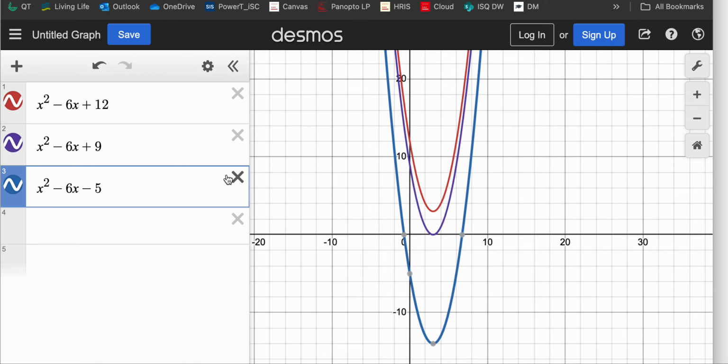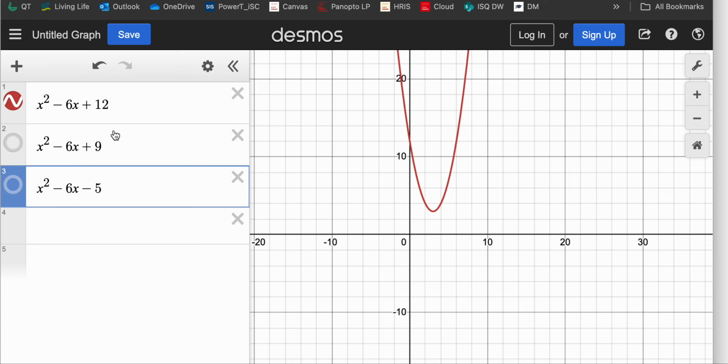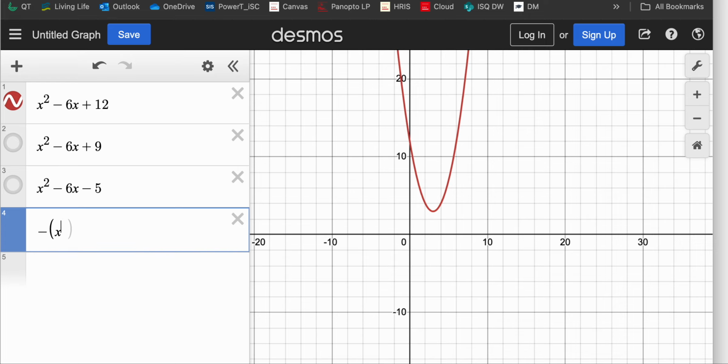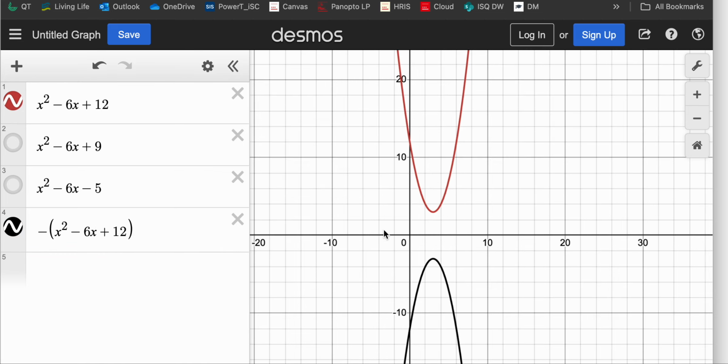Right. So let's see how we can graph the reflection of these functions. So first, x squared minus 6x plus 12. You know from the transformation lesson that reflection is in algebra represented by the negative, right? So you can multiply this whole function by negative and see that it has reflected over the x-axis. Yeah, so that's what we want for each one.